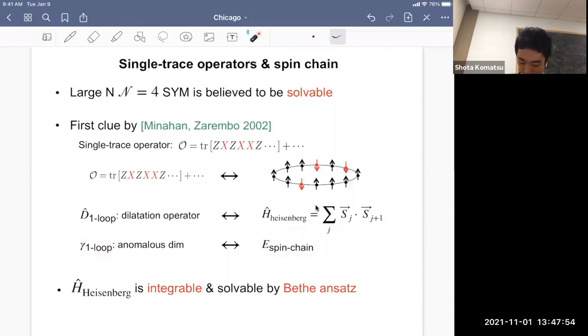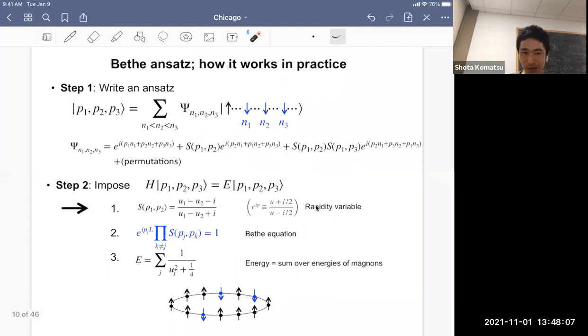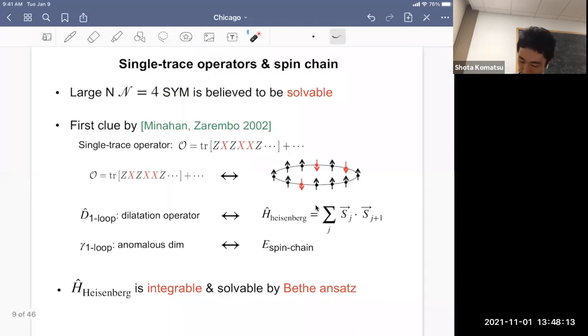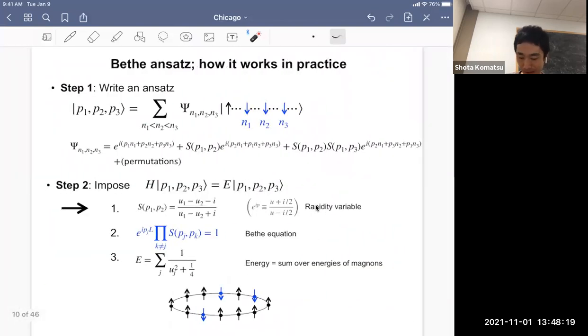And what was remarkable is that this Heisenberg Hamiltonian turns out to have a nice property called integrability, and you can solve it by what's called the Bethe ansatz. So what is the Bethe ansatz? Let me just explain in the simplest example. The Bethe ansatz is basically a way to construct the eigenstate of this Hamiltonian by first writing down an ansatz and fixing some parameters. So step one, you just write the ansatz.